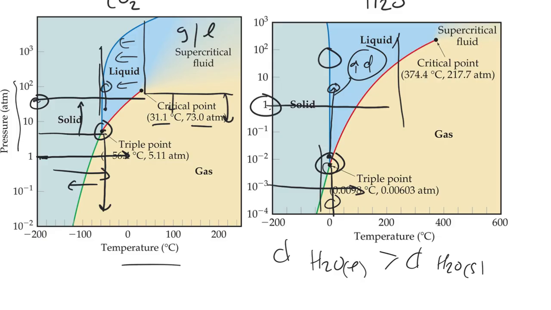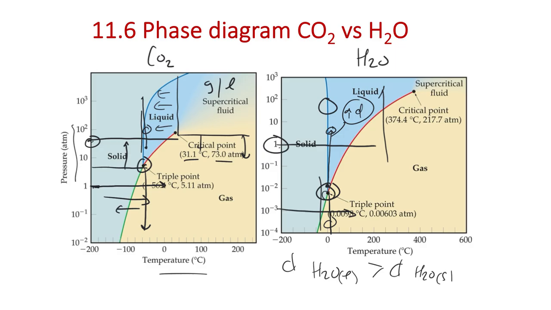Okay, so another detail is that the critical point and triple point usually have a relationship to intermolecular forces. The stronger the force, sometimes you see a relationship: water has strong intermolecular forces, so it has a high set of critical points. CO2, weak intermolecular forces, lower critical points.